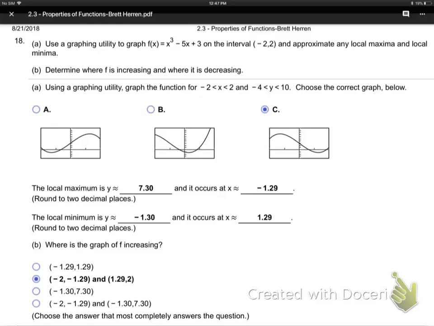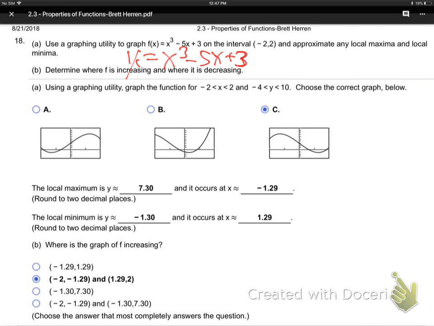I don't know where the time goes. But here's what we got to do. We want to put into our graphing calculator the y function up there. y1 equals x cubed minus 5x plus 3. So put that into y1 in your graphing calculator.